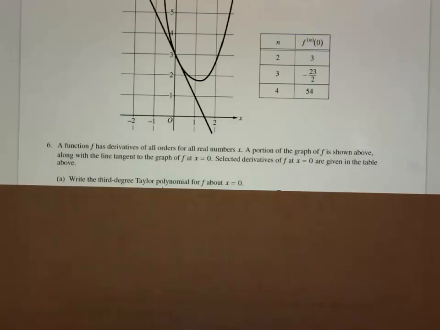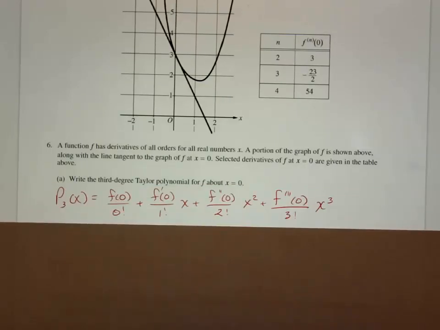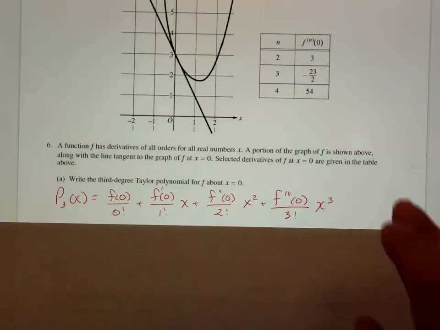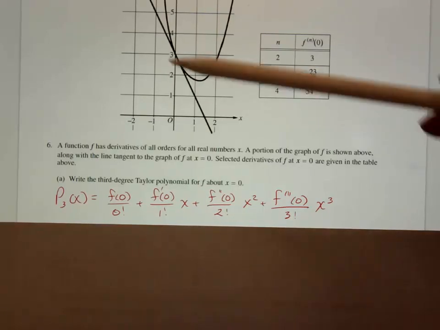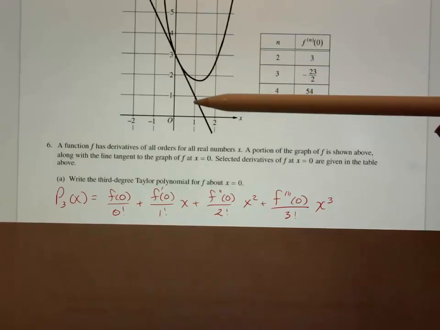So the first thing I did is I wrote the formula. There it is. P3 of x equals f of 0 over 0 factorial, plus f prime of 0 over 1 factorial x to the first, plus f double prime of 0 over 2 factorial x squared, plus f triple prime of 0 over 3 factorial x to the third. So you need all of those. Now f of 0 you get from the graph. f of 0 is 3. And f prime of 0 is the slope of your tangent line, which happens to be negative 2.